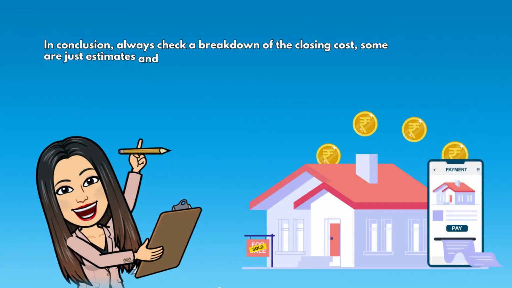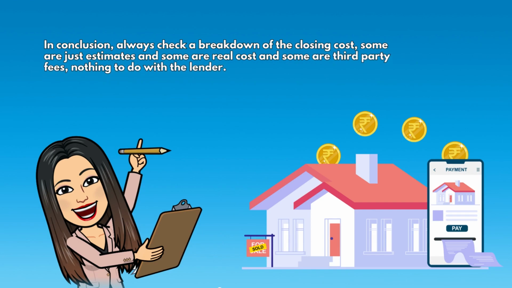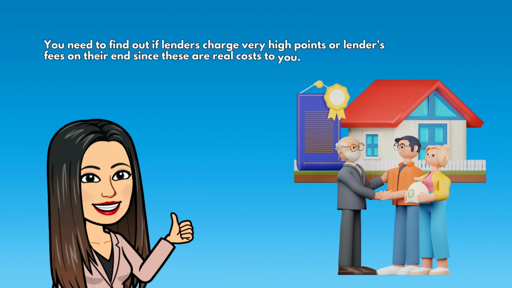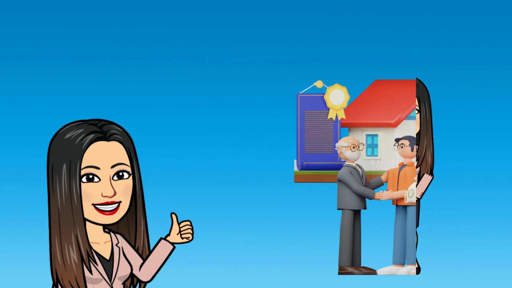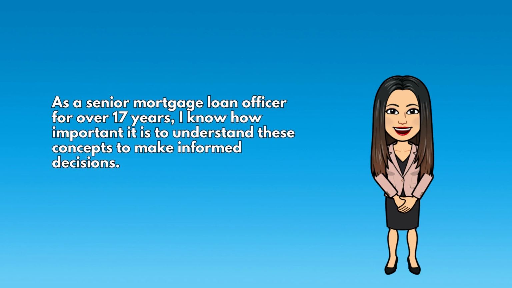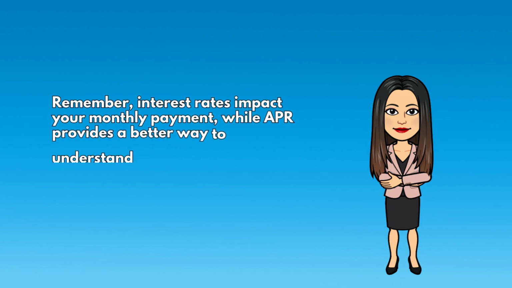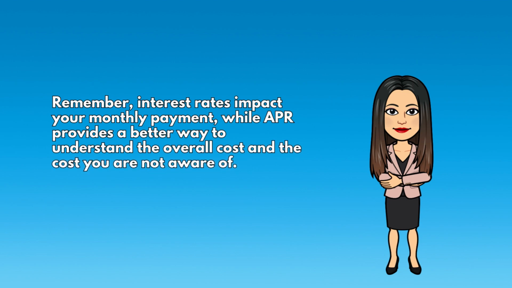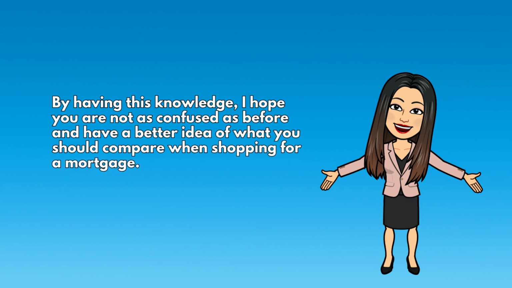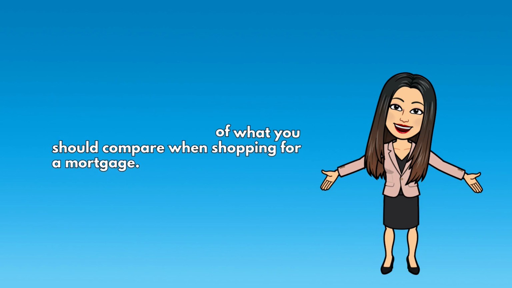In conclusion, always check a breakdown of the closing costs. Some are just estimates, some are real costs, and some are third-party fees, nothing to do with the lender. You need to find out if lenders charge very high points or lender fees on their end, since these are real costs to you. As a senior mortgage loan officer for over 17 years, I know how important it is to understand these concepts to make informed decisions. Remember, interest rates impact your monthly payment, while APR provides a better way to understand the overall cost, and the cost you are not aware of. By having this knowledge, I hope you are not as confused as before, and have a better idea of what you should compare when shopping for a mortgage.